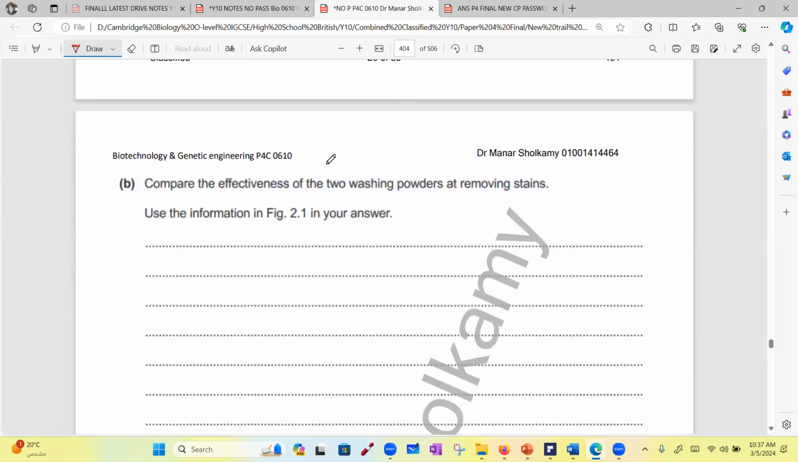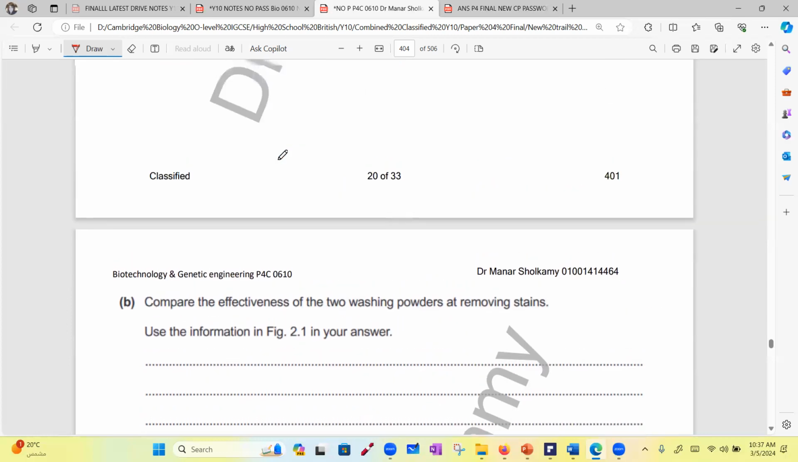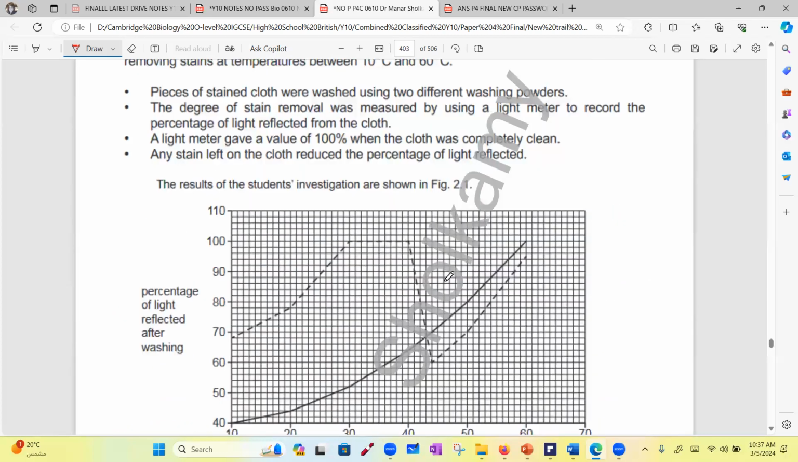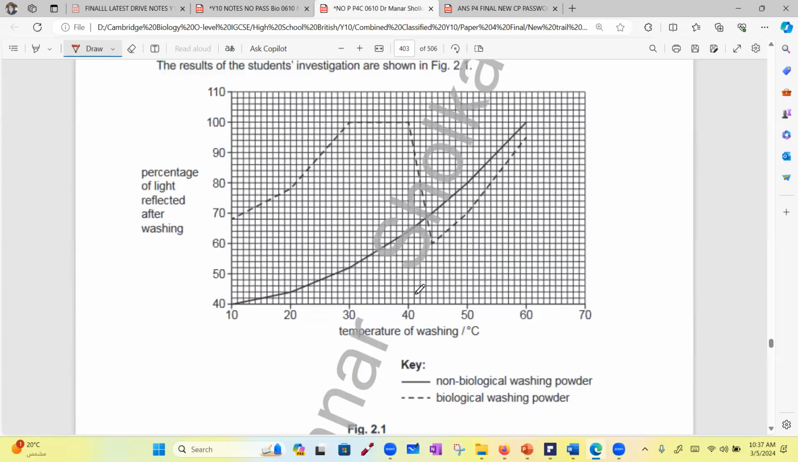Compare the effectiveness. Use the graph and break it down. The easiest way to break down a graph is to go to a certain number, like for example, temperature 40, and compare one graph and use that same temperature and compare the other graph. Clear? Nice? Okay. We take a break and revise, or we revise straight away?